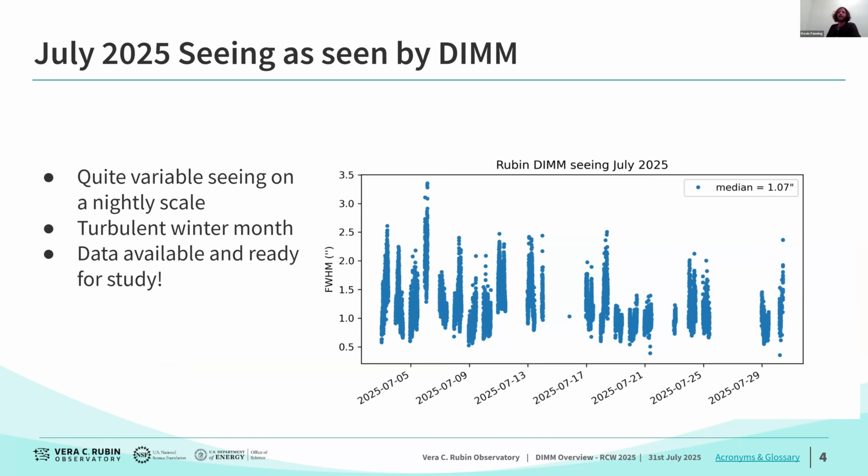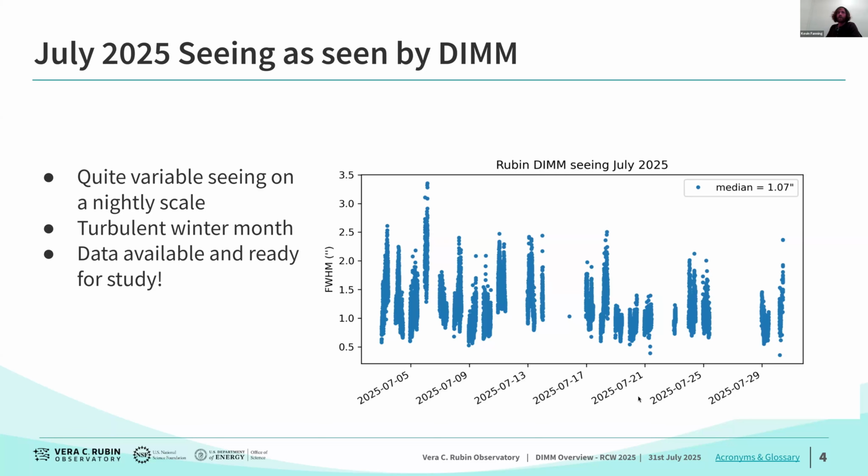So what does seeing at the site look like right now? Well, here's a plot of the last month or so of seeing data. We're seeing quite a bit of variability on a nightly basis. The sort of moderate to bad seeing represented here is not totally inconsistent with the middle of winter on Pachon.